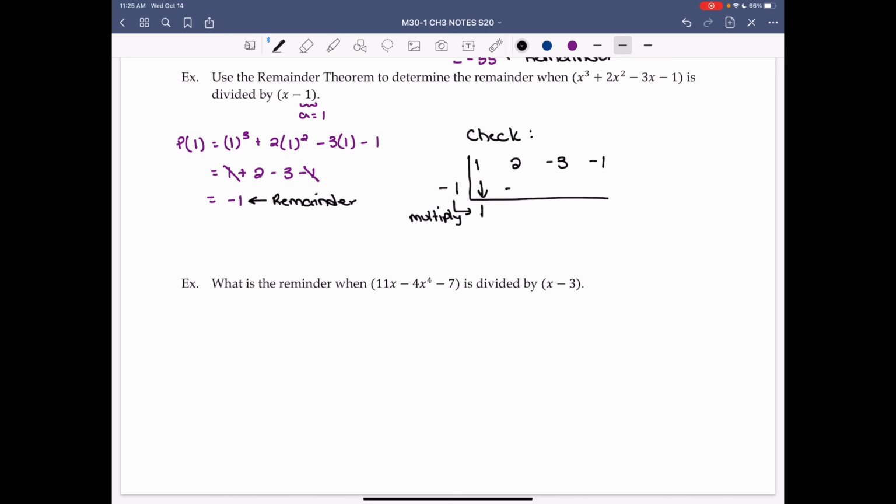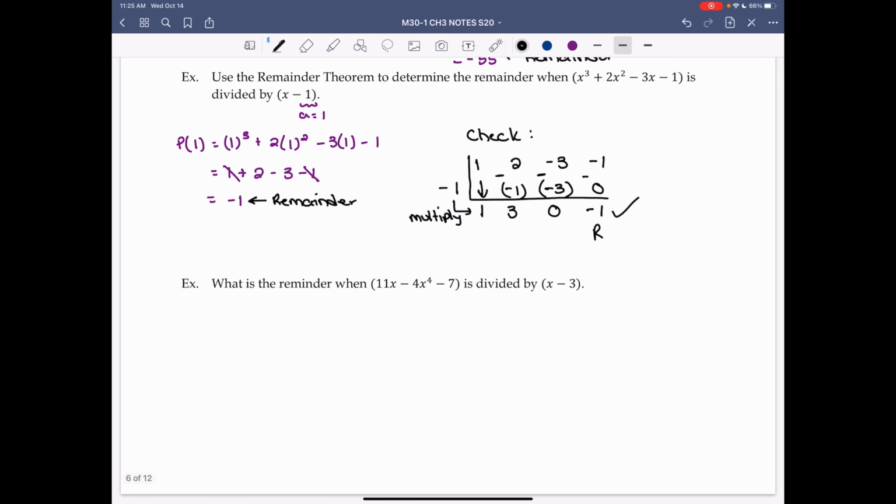Negative 1 times 1 is negative 1. Subtract inside. 2 minus negative 1 is 2 plus 1, which is 3. Multiply negative 1 times 3 is negative 3. Subtract inside. Negative 3 minus negative 3, which is negative 3 plus 3, which is 0. Multiply negative 1 times 0 is 0. Negative 1 minus 0 is negative 1, which is our remainder. So yes, we got a remainder of negative 1 by using the remainder theorem, and then we checked it and saw that it was correct using synthetic division.